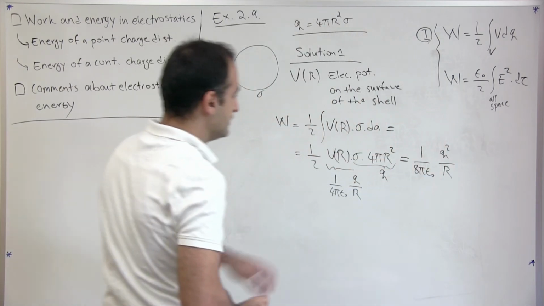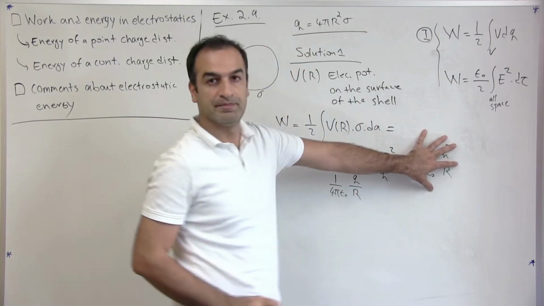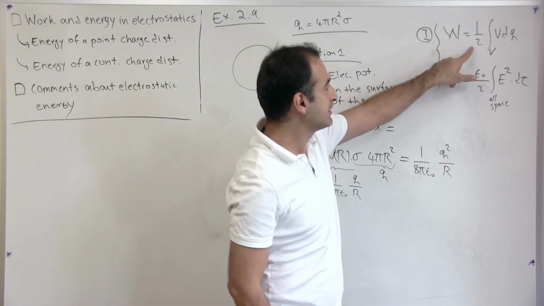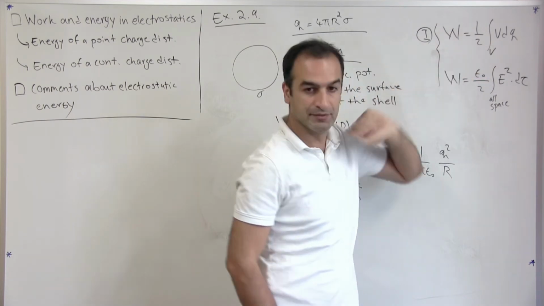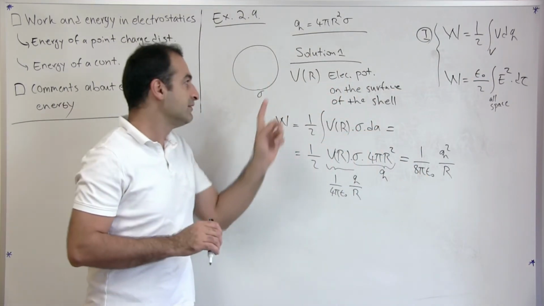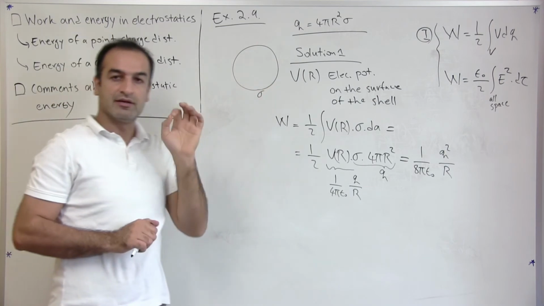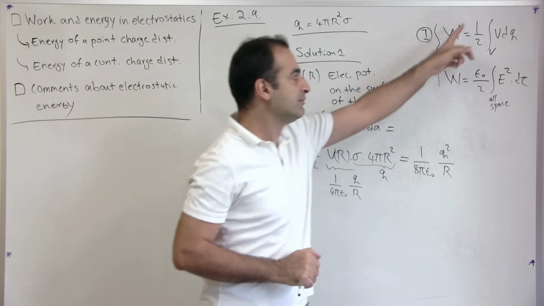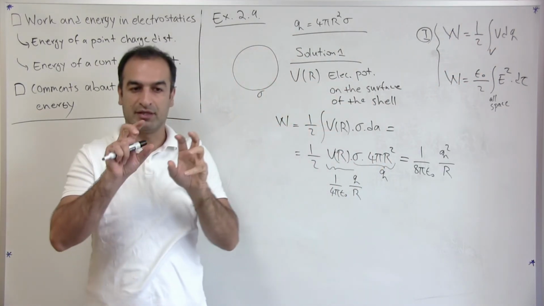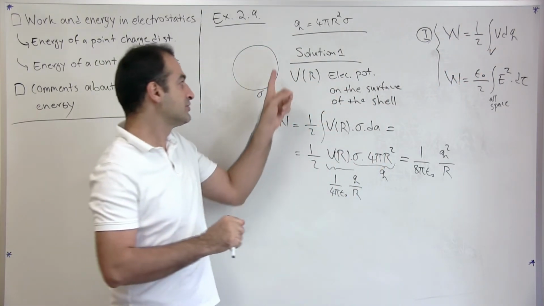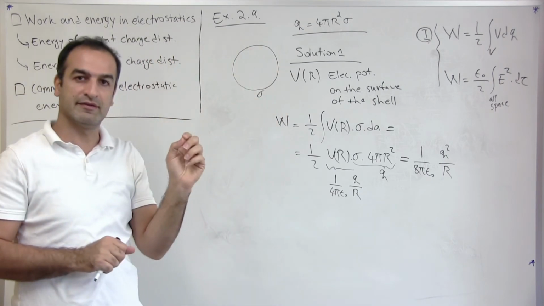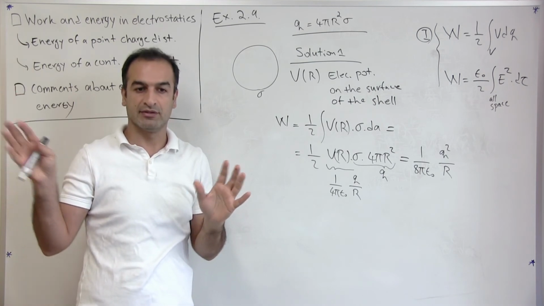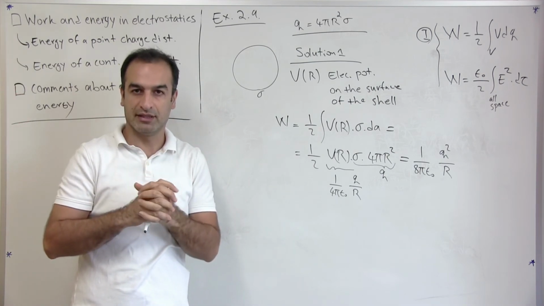Okay, so this is the energy of such charge distribution based on doing the first integral, which is 1/2 ∫V dq. Here, we looked at the electric potential right at the point where we have charge distribution, and then we added up all the contributions of potential times charge. We focused only on the surface of the shell where we have charge distribution, without caring what happens outside. So this is one way we can calculate the energy.